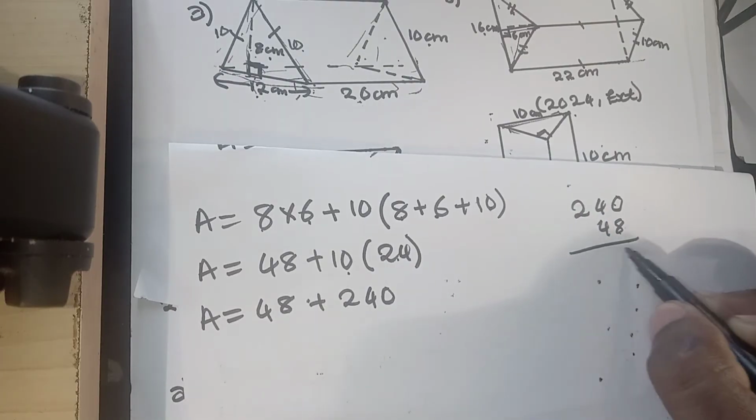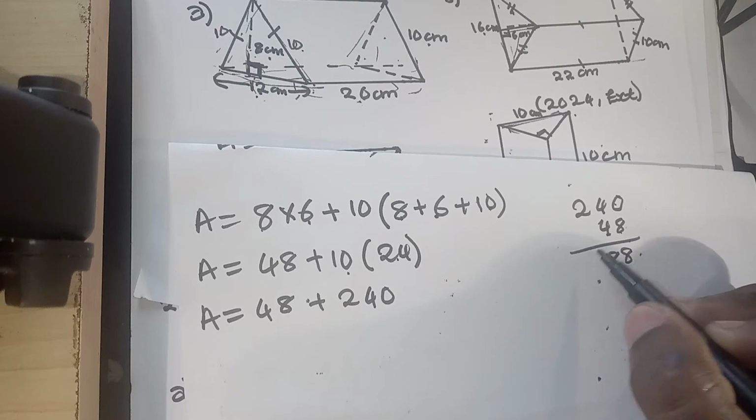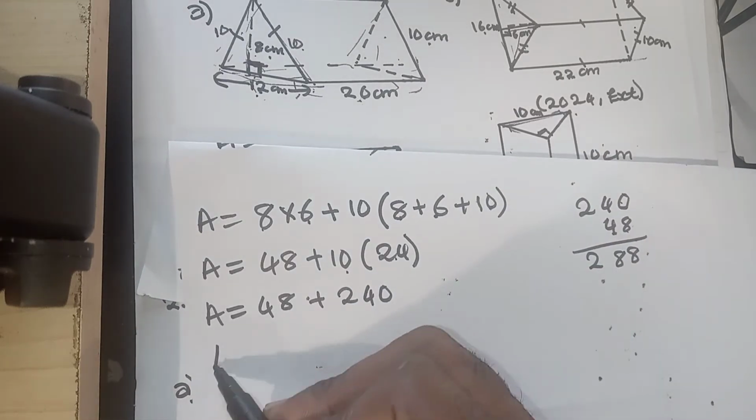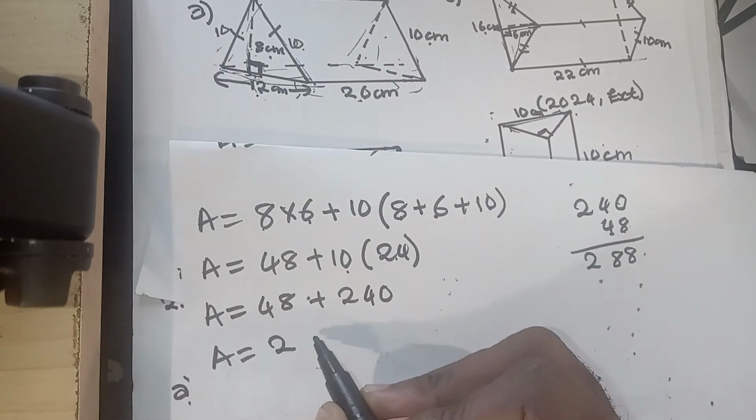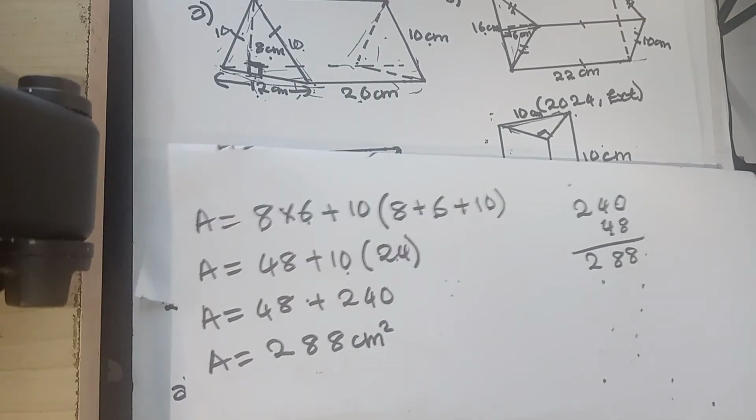So 0 plus 8 is 8. 4 plus 4 is 8. Then 2 plus nothing, we have a 2. That means our total surface area here is 288 centimeters squared.